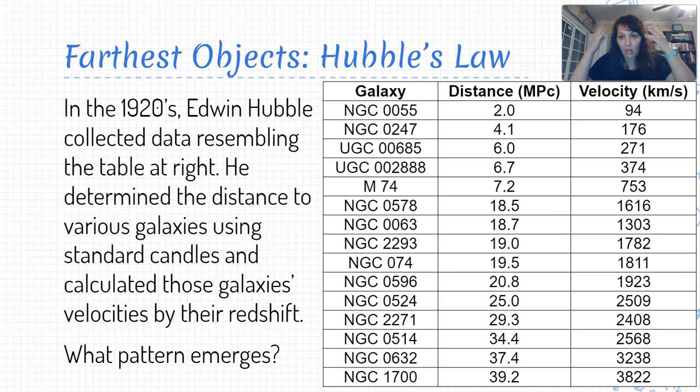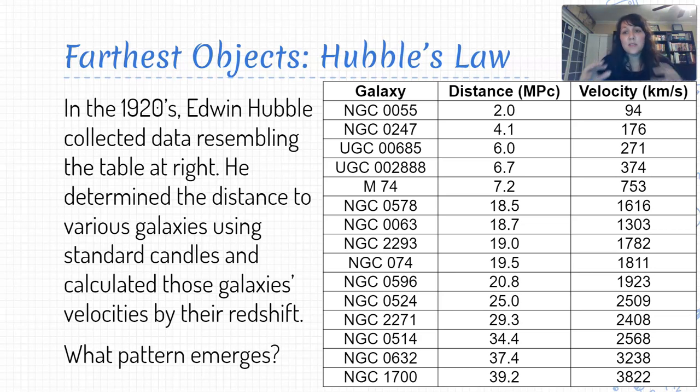All right, so that's the distance based on standard candles. And then again, he looked at the spectra, measured the redshift, and from that determined how fast those galaxies must be moving with respect to Earth. Now, take a moment, look over this data table, choose a few particular points, and try to figure out what is the pattern, what's the relationship between how far away an object is, and how fast it appears to be moving.